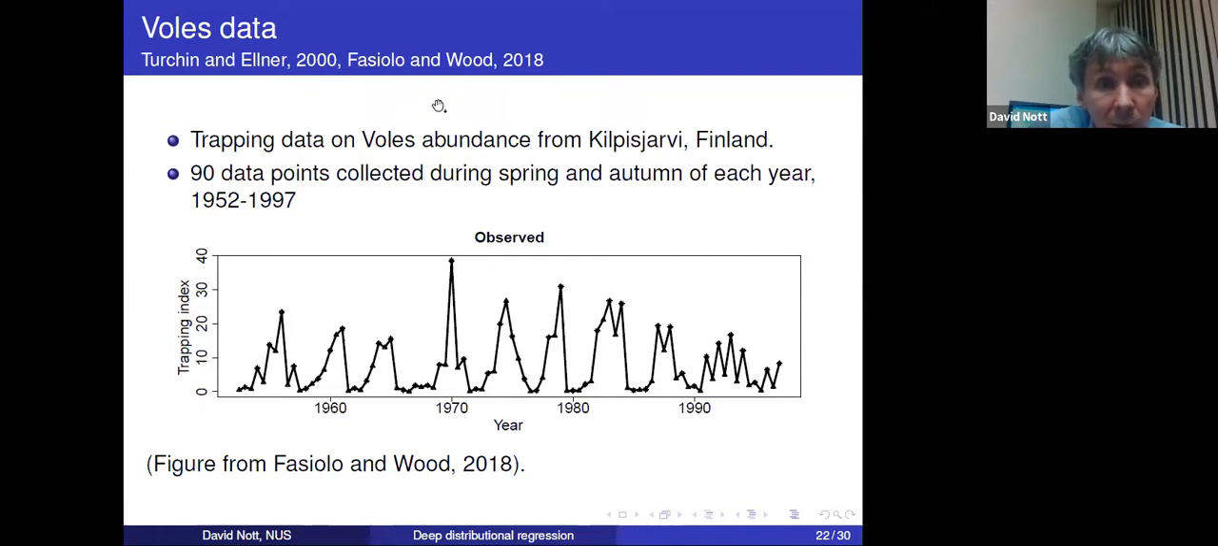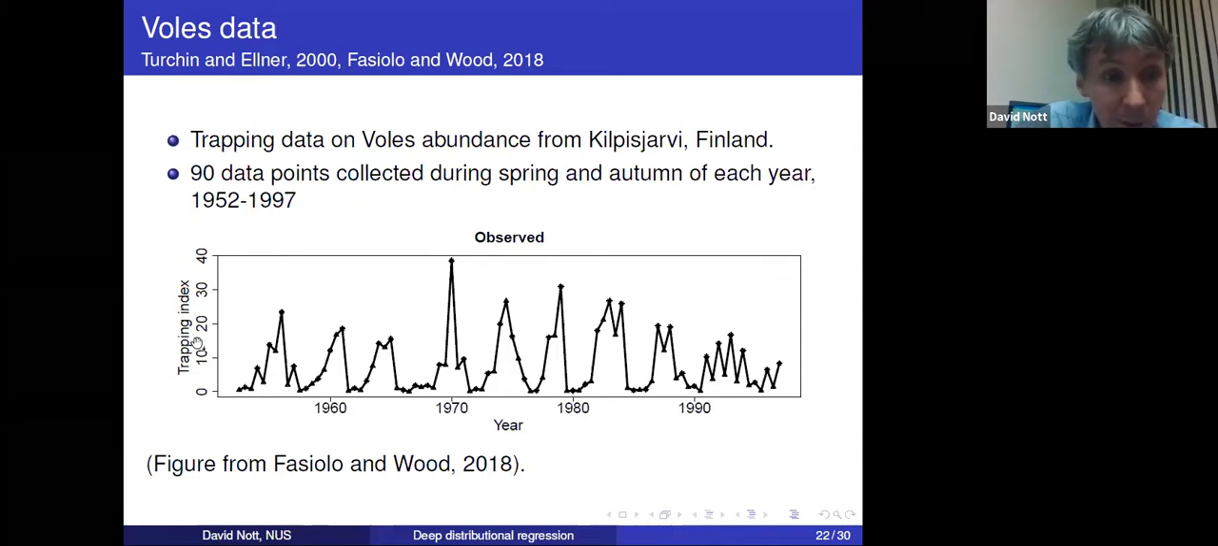So the data is concerned with some trapping data on vole abundances from Finland. Here's the data. This figure is from Fasiolo and Wood. This is a time series of a trapping index. You have a measurement for spring and autumn for each year for 45 years, so you've got 90 observations in total.